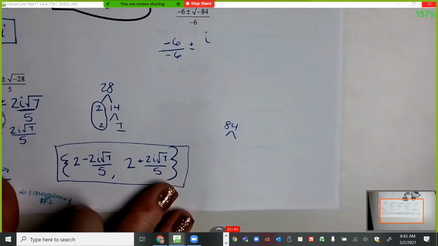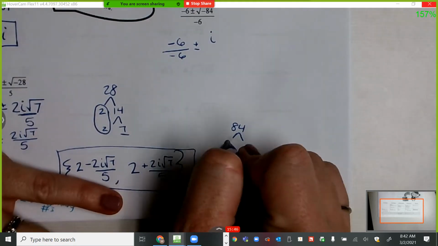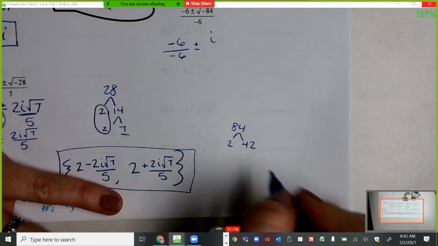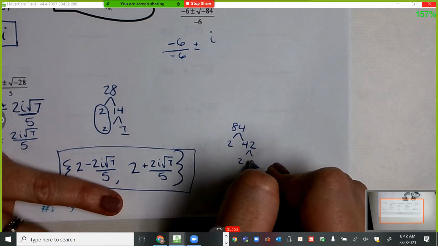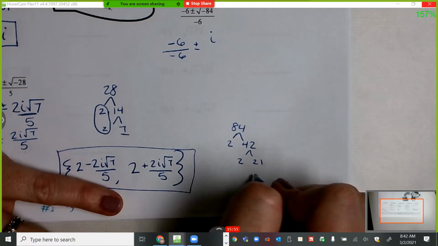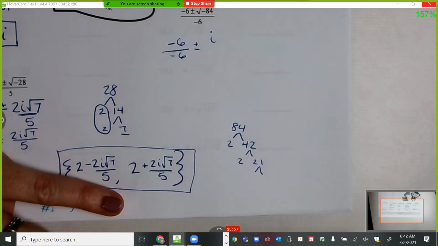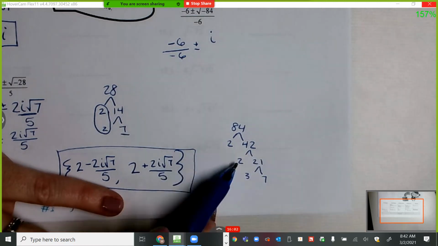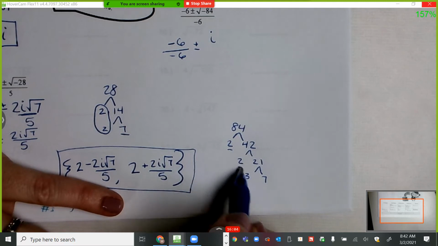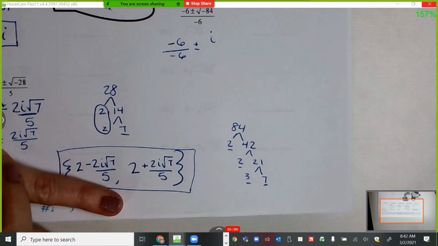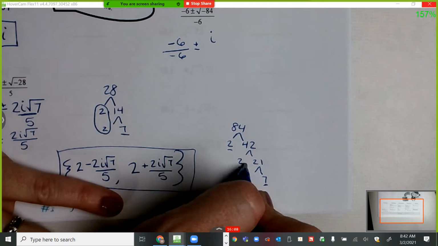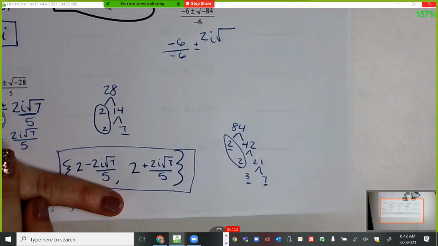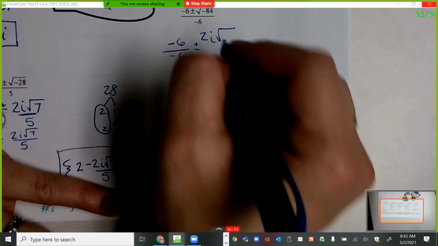Does 2 go into 84? How many times? 42, right? 2 goes into 42 21 times. Does 2 go into 21? Does 3? How many times? Now, is everything prime? So what am I going to take out? 2, because that's my pair. And what do I put back in? 3 and 7, which makes 21.